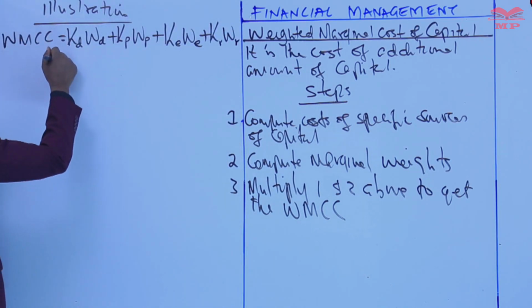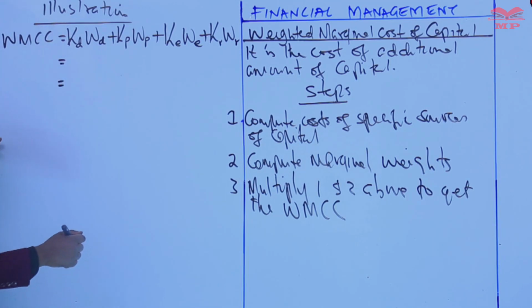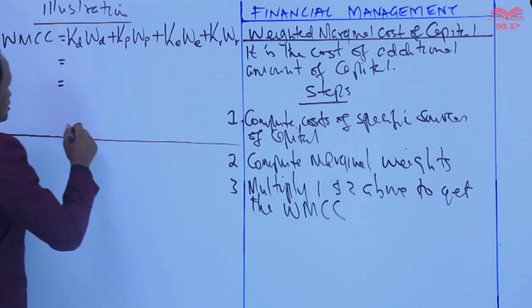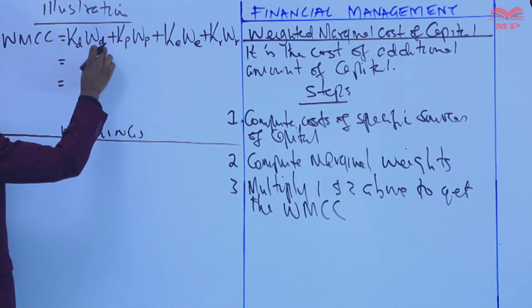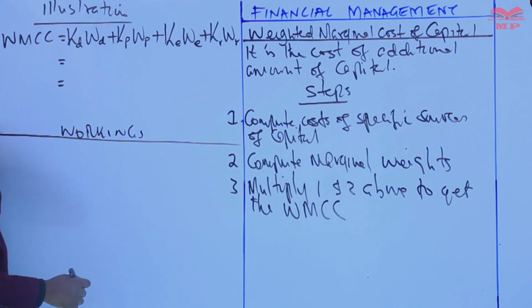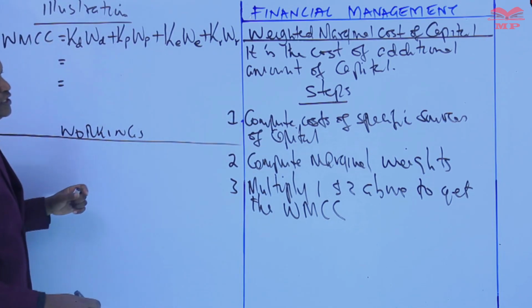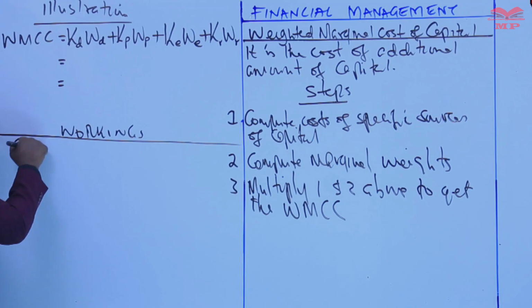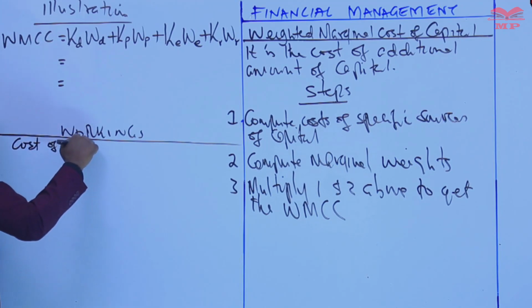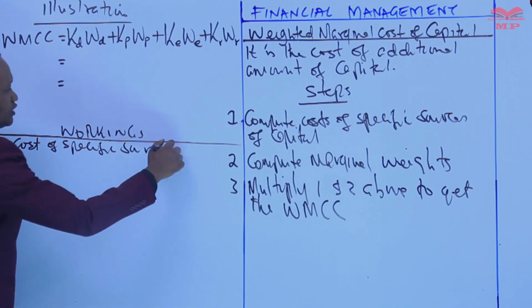So that is the formula. Anything else is just workings. So step number 1, put down the formula. So you have to compute cost of specific sources. So the first working will be the cost of specific sources of capital.